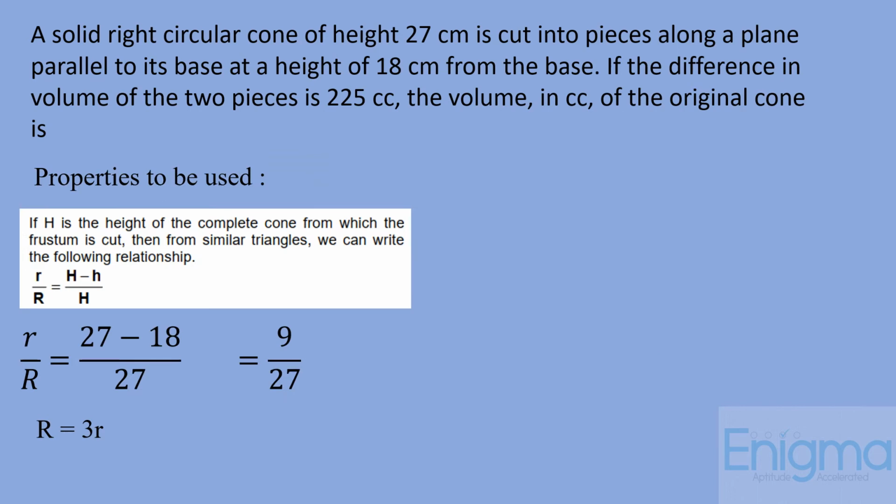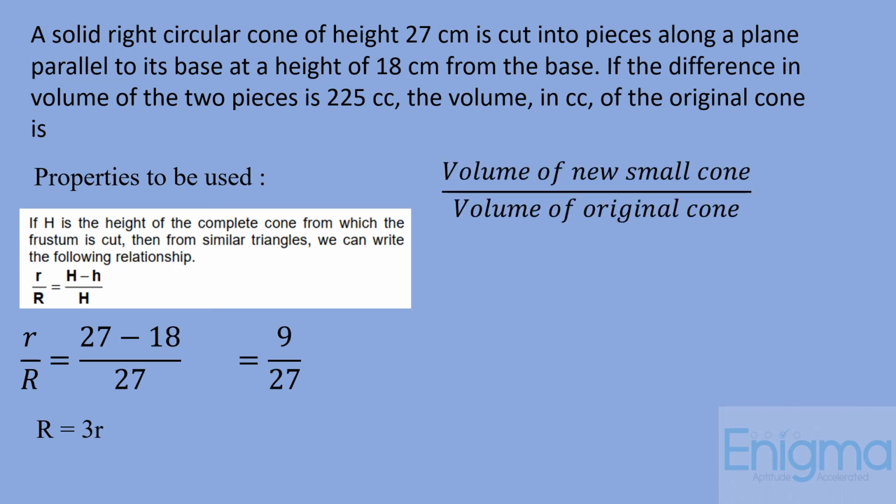Now, we have already found out the relationship between capital R and small r. So, we will keep it as it is. Now, we will find the ratio between the volume of the new small cone and the volume of original cone. Now, we know the formula of volume of cone. It is nothing but 1/3 pi r square h. So, we will just substitute the required values over here. The height for the small cone is 9, height for the big cone, original cone, is 27.